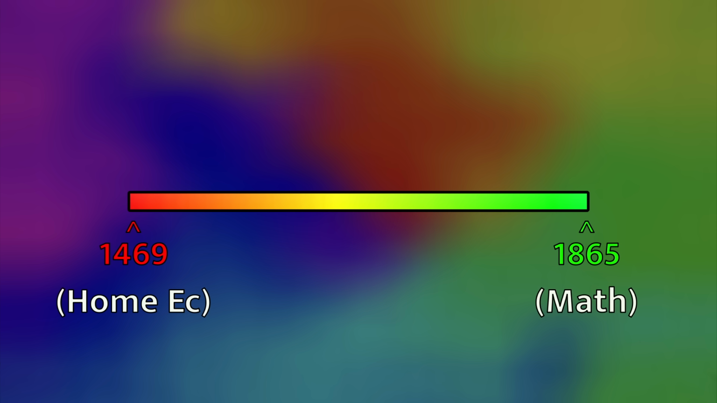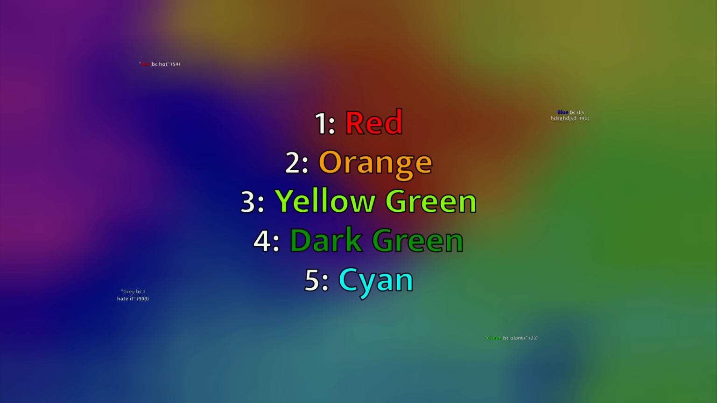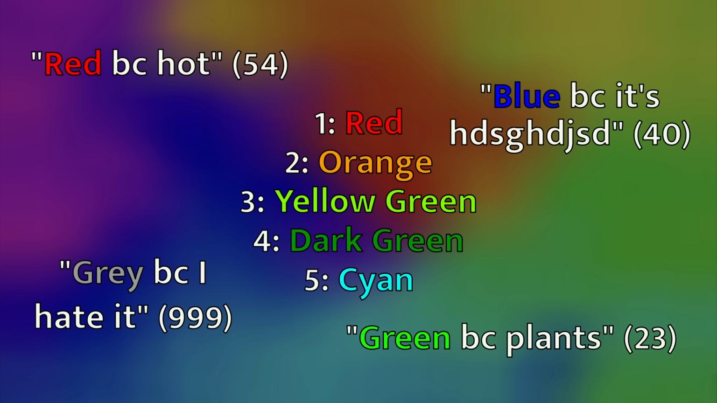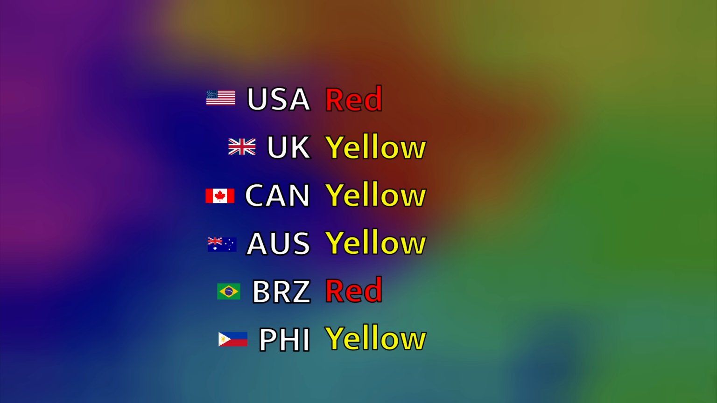Just like with the months to colors video, I'm going to go through each subject one by one, share their top colors, alongside the most common reasonings for each of the top colors. Then, after I finish all 12 subjects, we'll proceed to the miscellaneous section where I talk about other interesting stats that I found, such as seeing how certain countries diverge from the norm. So, let's get on with it.